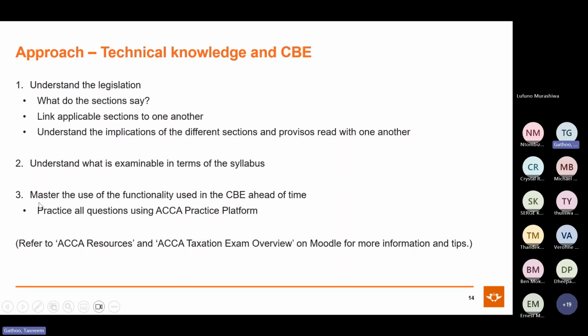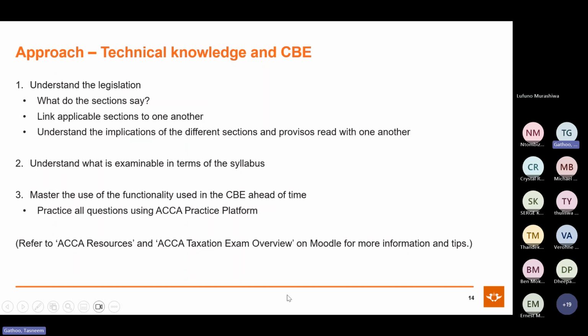And then lastly, master the use of the functionality that will be used in your computer-based exam ahead of time. We are giving you practice questions from now, and I want to urge you to not do it manually, don't write it. I want to urge you to use the practice platform. I'm going to go through a little bit just to show you specifically for this module, what you will have in your exam.